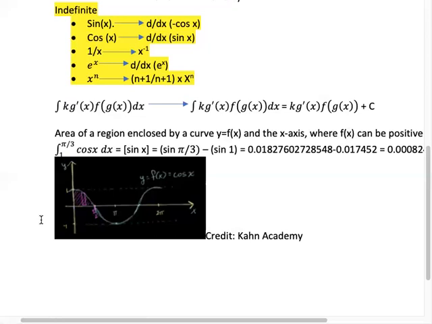So let's say it's sine of 5x squared. How would you solve for the integral of that?